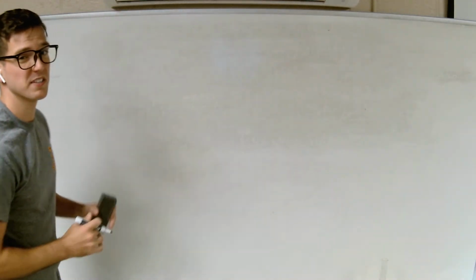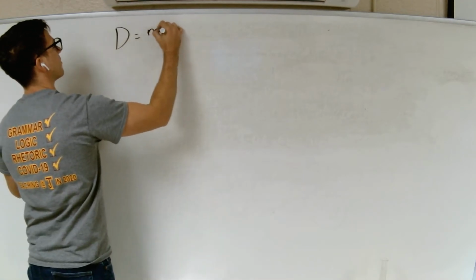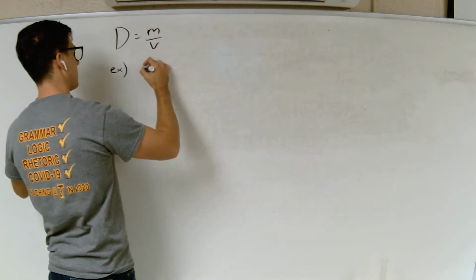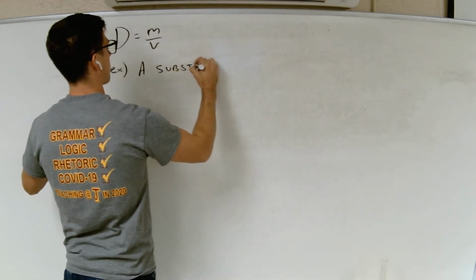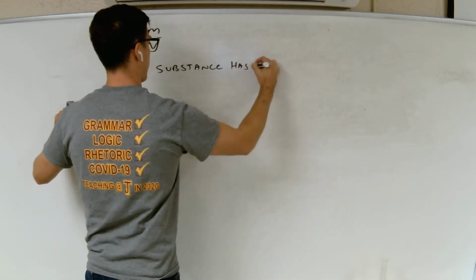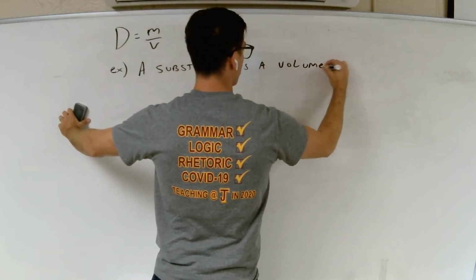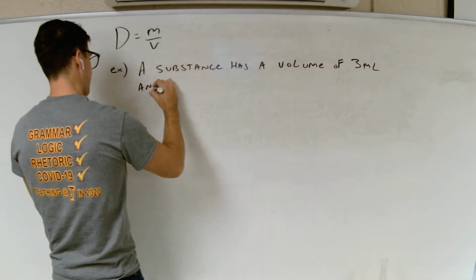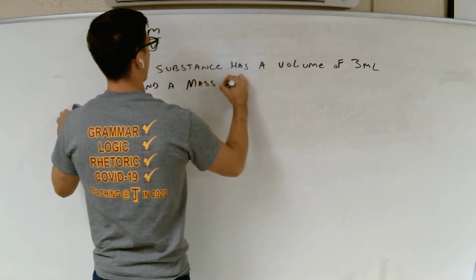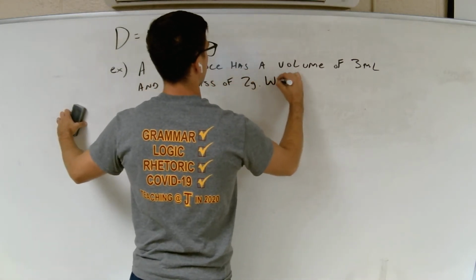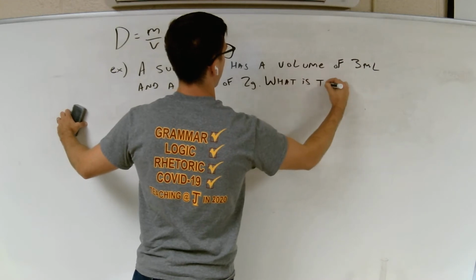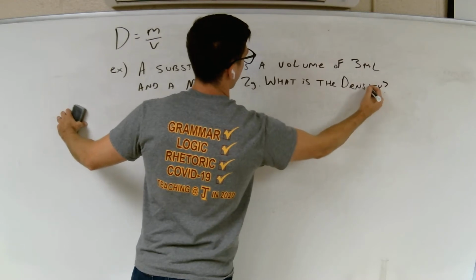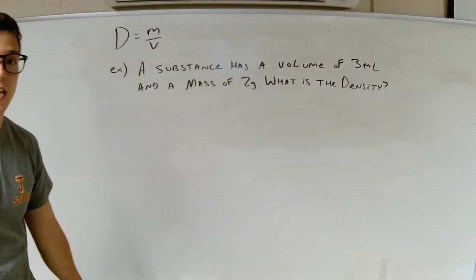So again, our basic density equation is density equals mass over volume. Let's say I ask you, a substance has a volume of 3 milliliters and a mass of 2 grams. What is the density? This here shouldn't be hard at all, right? We're just needing to plug and chug.